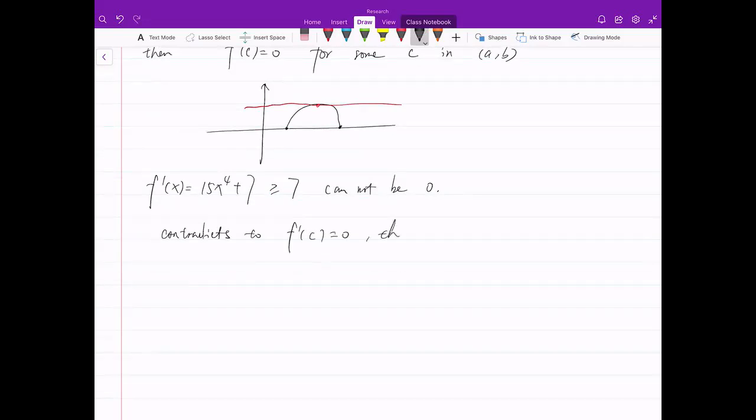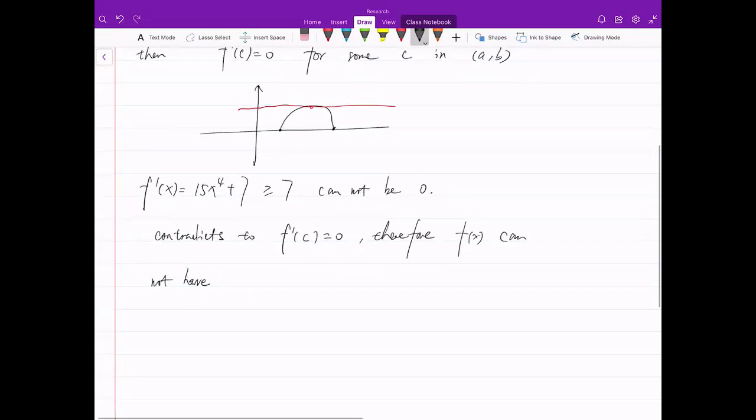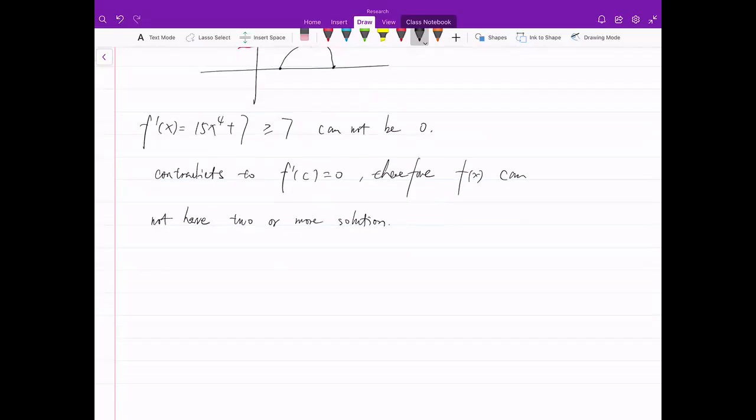Therefore, f(x) cannot have more than 2, let's say 2 or more solutions, because if it has, then there is a contradiction. Okay, so that's number 2.